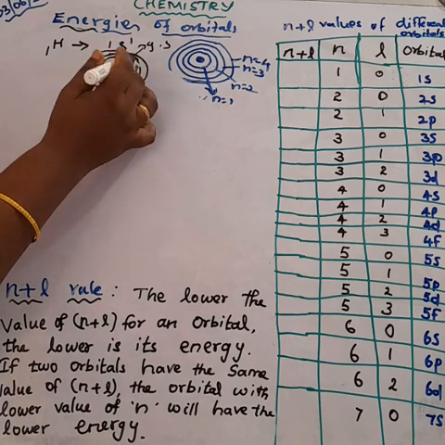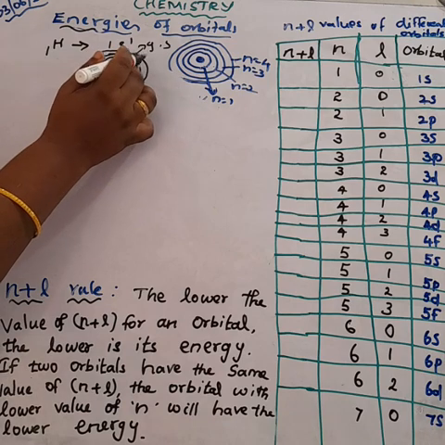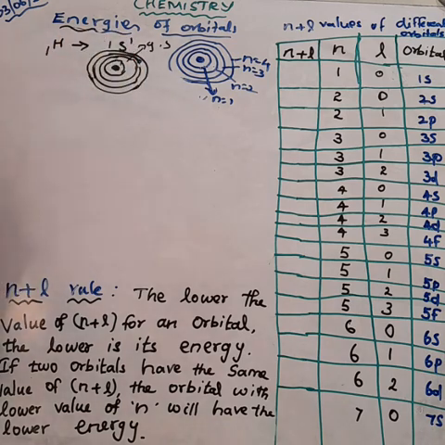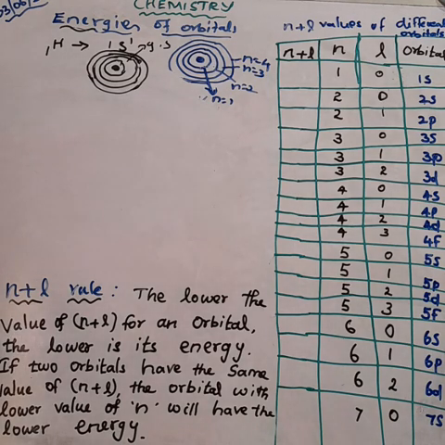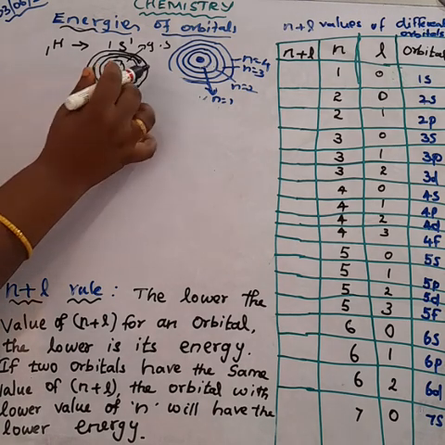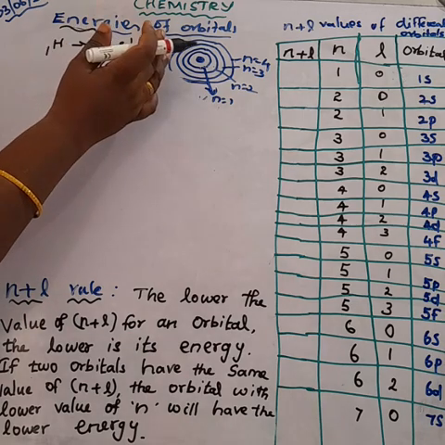Already we studied this from the assumptions of Bohr's atomic model. When an electron gains energy, it goes to a higher energy state. When it loses energy, it comes to a lower energy state. So here the hydrogen atom gains some energy and goes to a higher energy state.